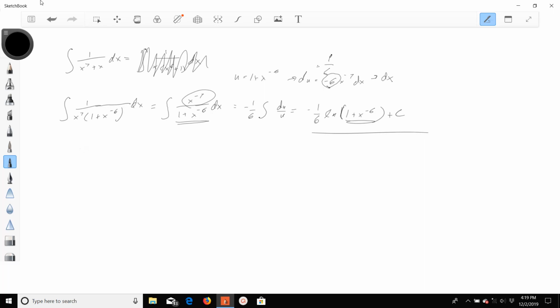And actually, in general, if you have the integral 1 over x to the n plus x dx, the pattern is still the same. In other words, your answer ends up being -1 over n minus 1 times the natural log, parentheses 1 plus x to the -n minus 1, plus c. Just kind of cool.